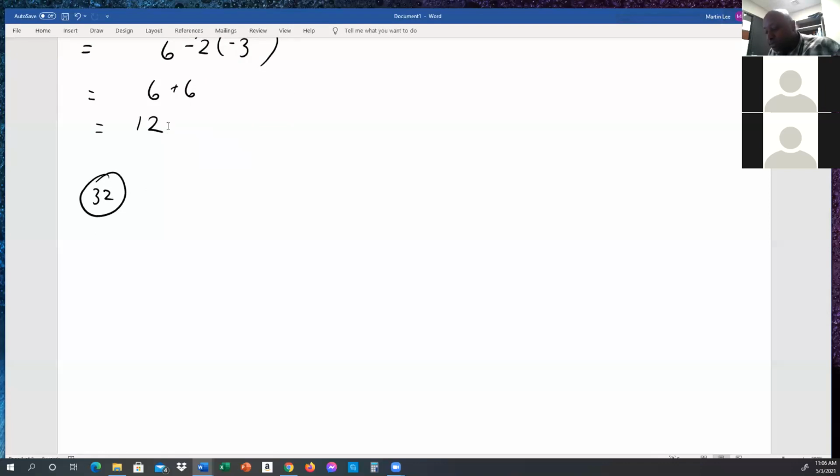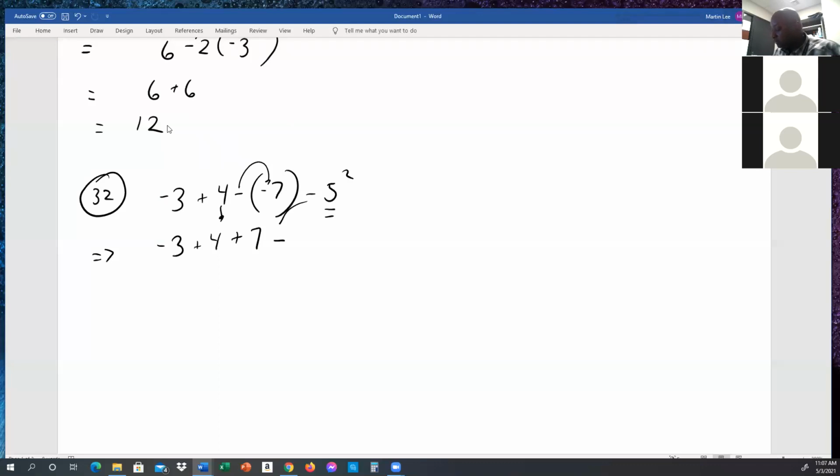Okay, number 32, still simplifying. So you have -3 plus 4 minus a -7 minus 5 squared. And this equals -3, bring down 4, negative times a -7 gives us a +7. Bring down your minus, and 5 squared is 25.